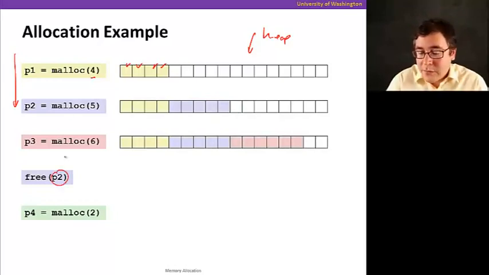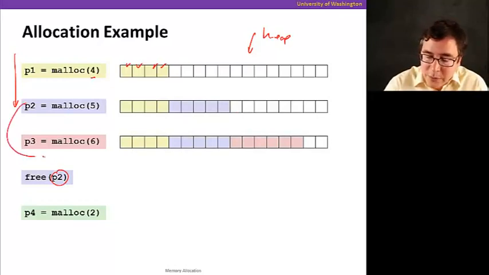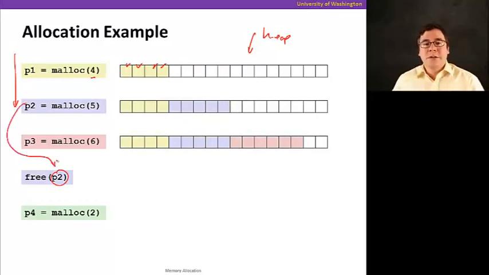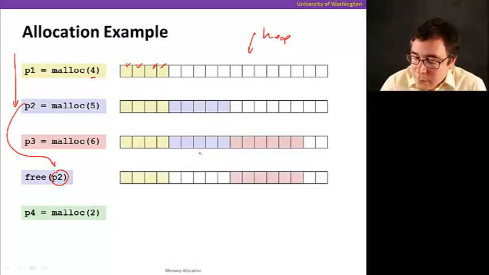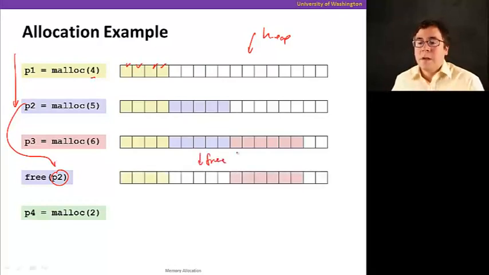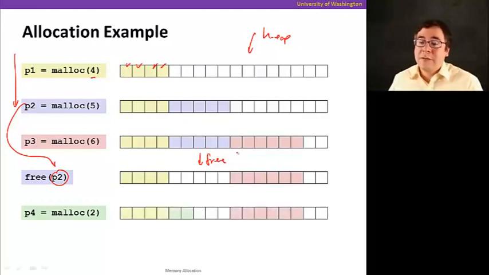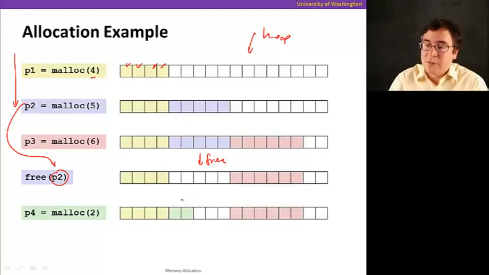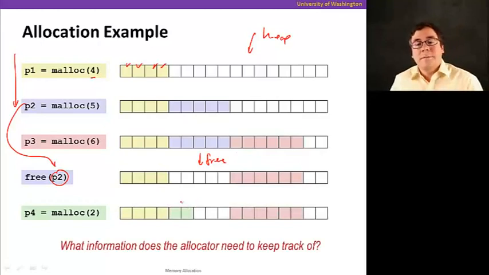Then now we're going to free P2, and note that we're passing as a parameter a pointer that was earlier returned by malloc. When we do that, this block is now free. Now we have some holes in our heap, and when I allocate 2, we have 2 options. We just chose to allocate it here, and so on.